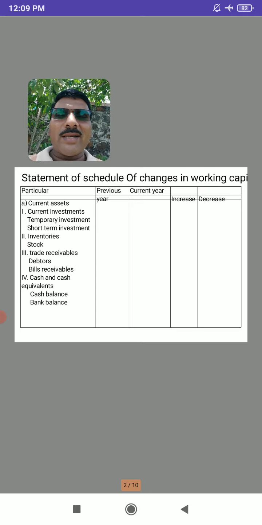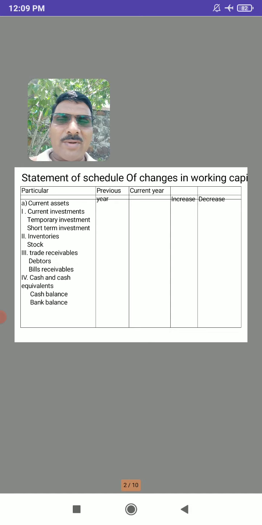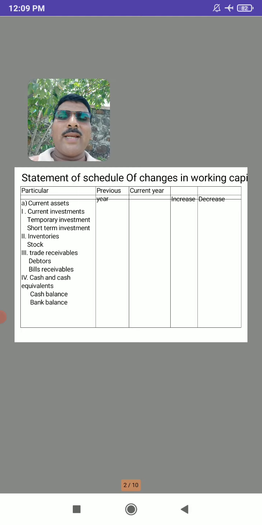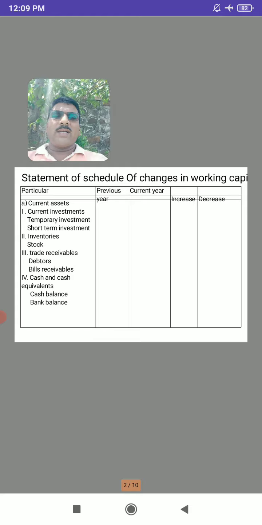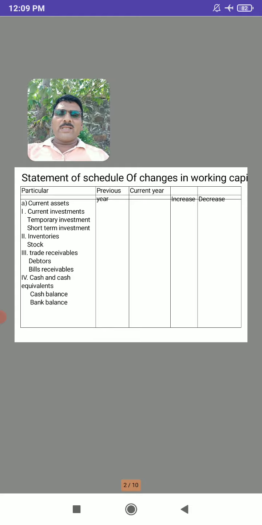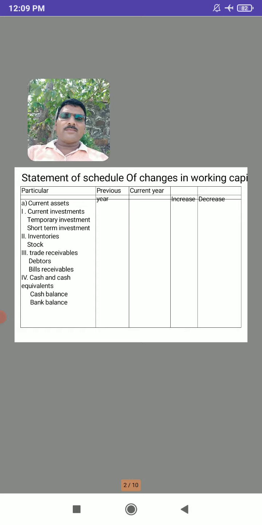So whatever information is given, that information is to be written in the particular format, neatly, and arranged properly. And the next one is trade receivables. Here there are two important trade receivables: one is debtors and the second one is bills receivable.